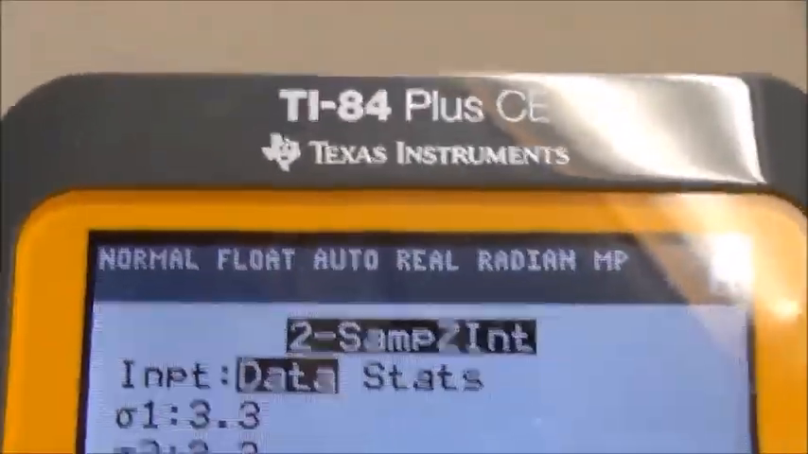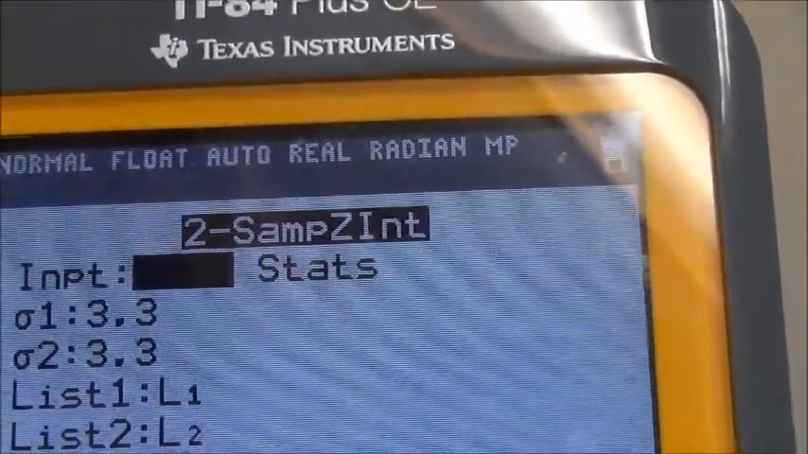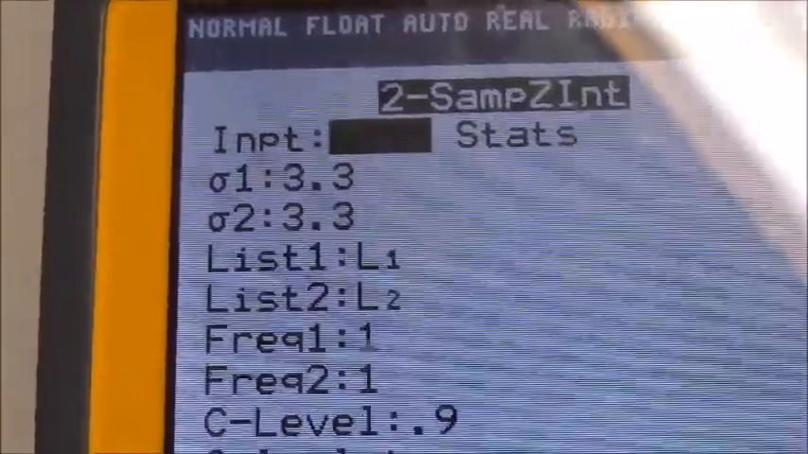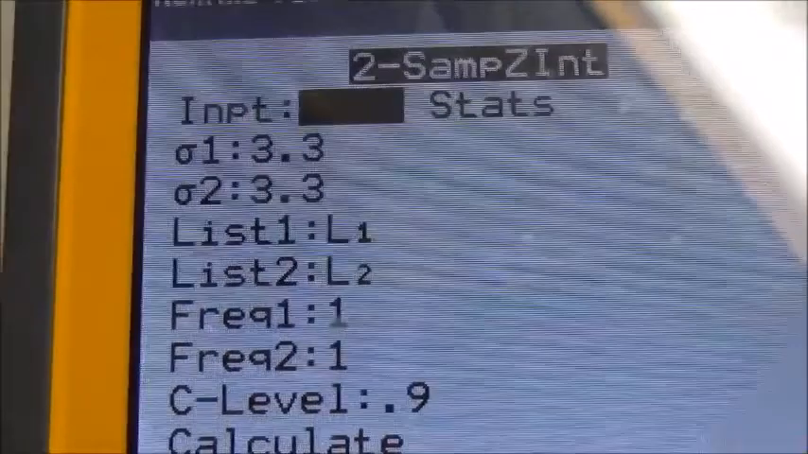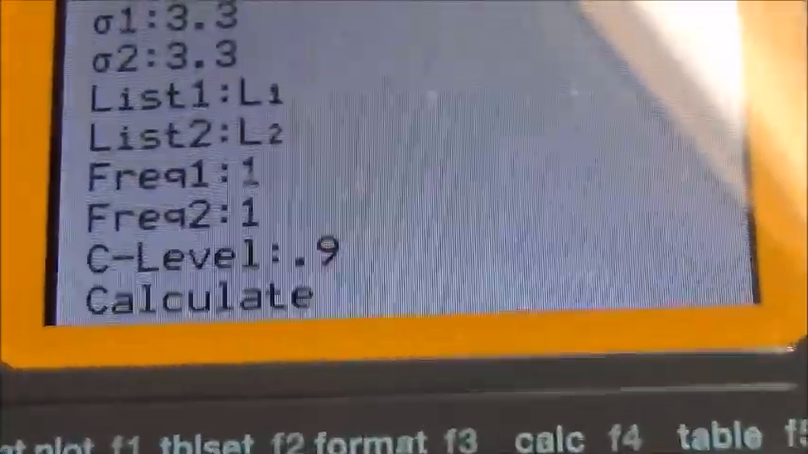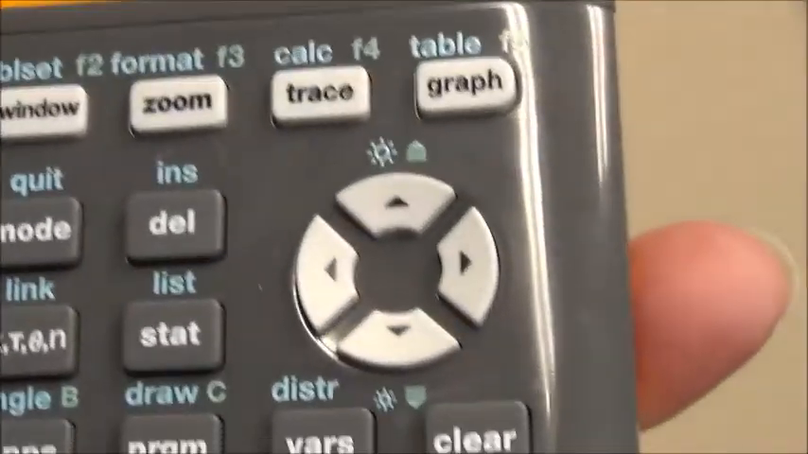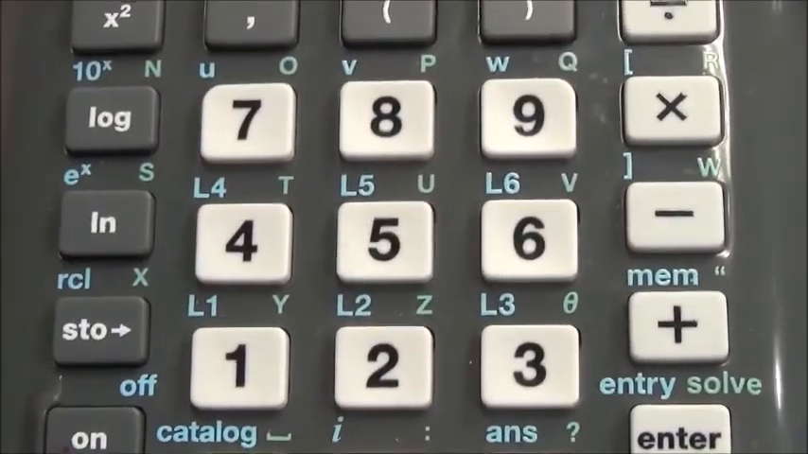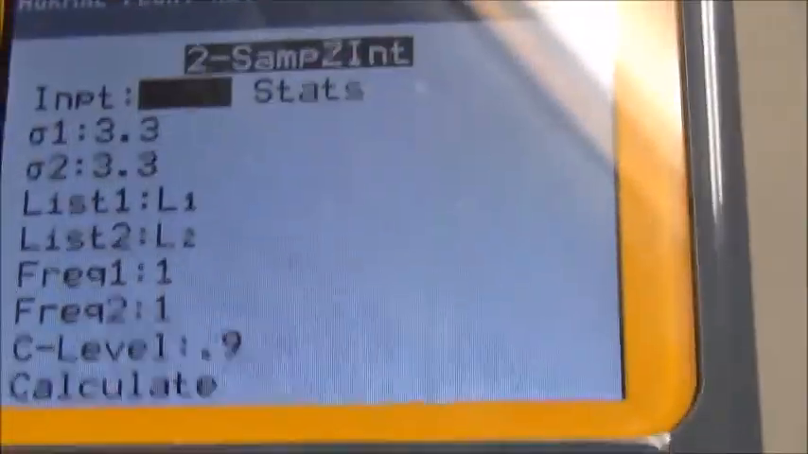And then you have the option. You can either enter in the data, which we did, or you can do the stats. So this first one, we're going to do the data. And so when I entered in my values, the standard deviation for both 1 and 2 from our word problem says we wanted 3.3. So 3.3 for both of those. List 1 is list 1, list 2 is list 2. Again, if you don't have those in there, which is the default, you could hit second function and number 1 to get list 1, or second function number 2 to get list 2, but they should be there.